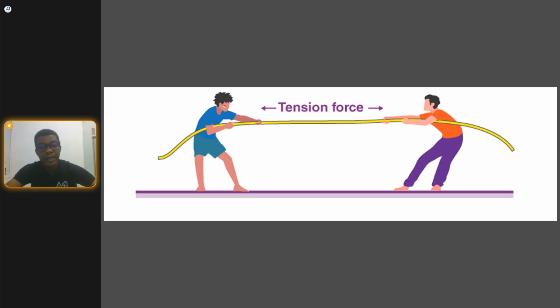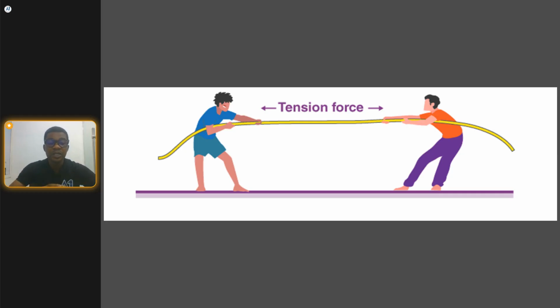Today we'll be looking at what we call work done in a spring, or what we call the potential energy in a spring. Work done in a spring, or the potential energy in a spring. So to start with, we are going to define what is work done in a spring.